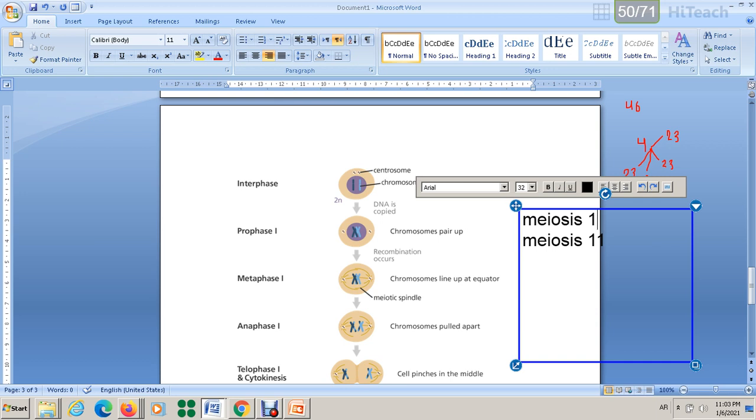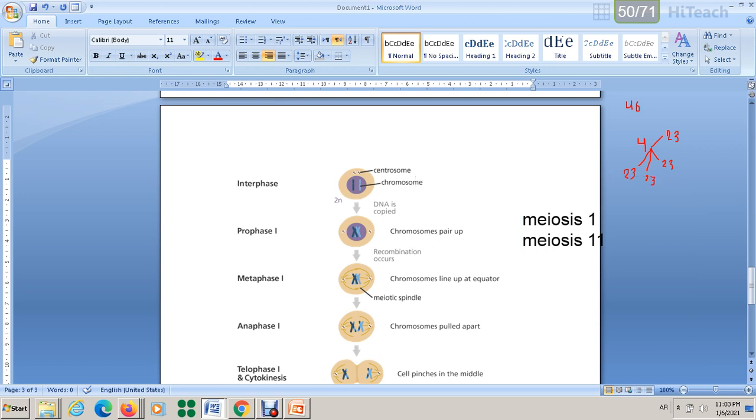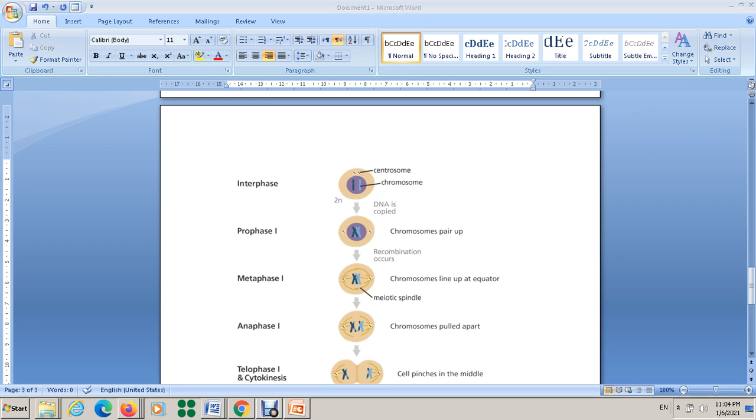This is the parent cell, and this cell is in the reproductive organ and starts to undergo meiosis to give 4 cells. You have to look at the cell. As you know, the cell has these chromosomes, and I'm going to show you first the interphase. In the interphase the DNA is copied.